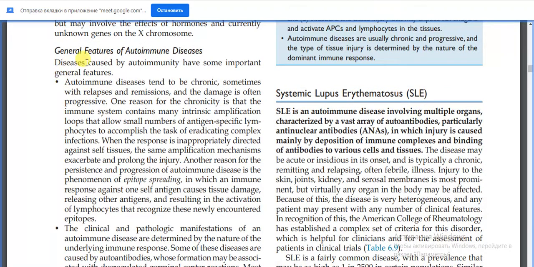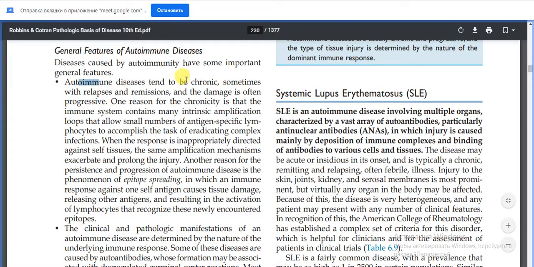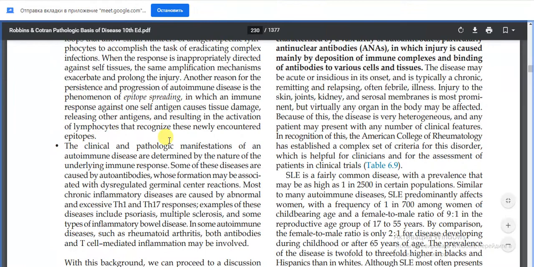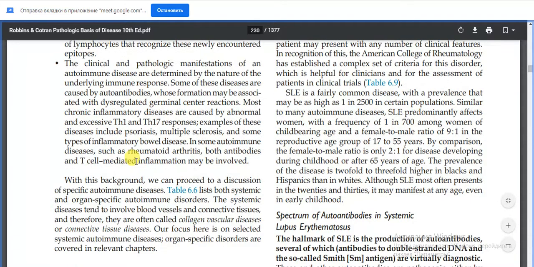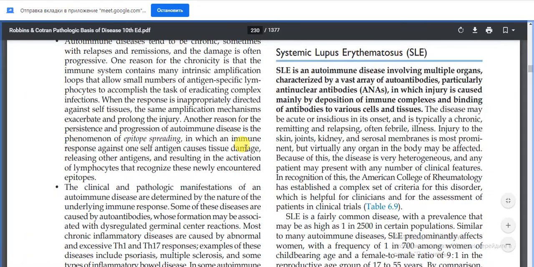So, general features of autoimmune disease. Autoimmune diseases tend to be chronic, sometimes with relapses and remissions, and the damage is often progressive. The clinical and pathological manifestations of an autoimmune disease are determined by the nature of the underlying immune response. So you see, we have different diseases, and let's now just count them at least.